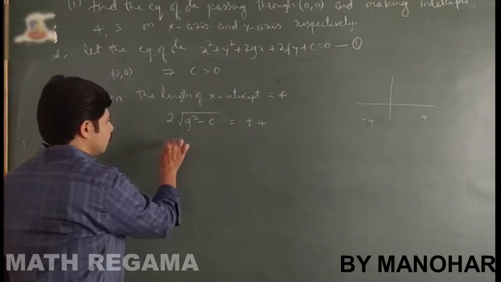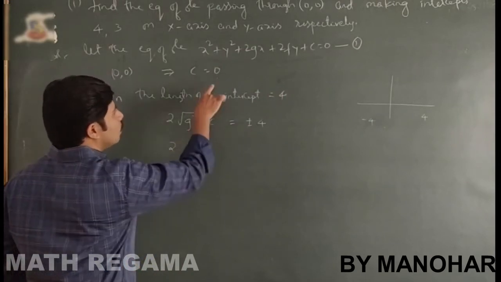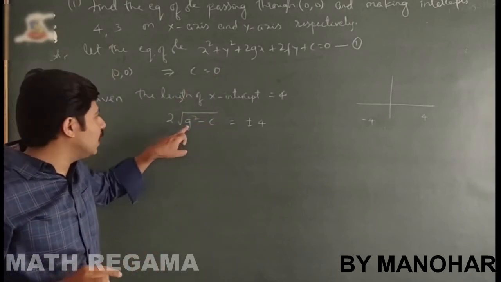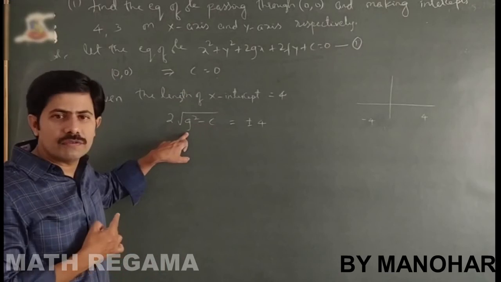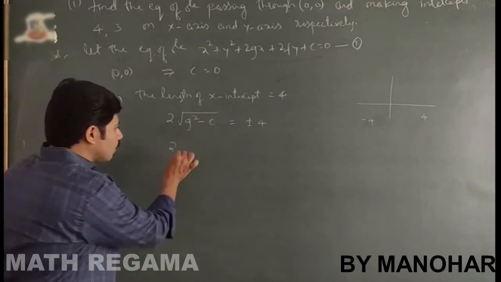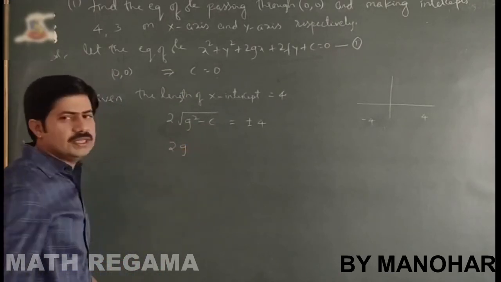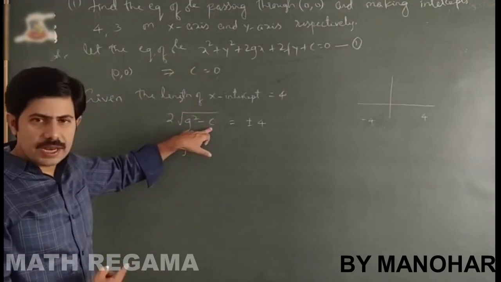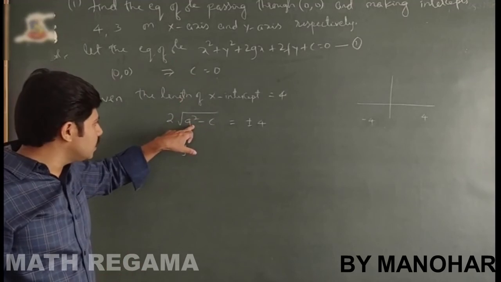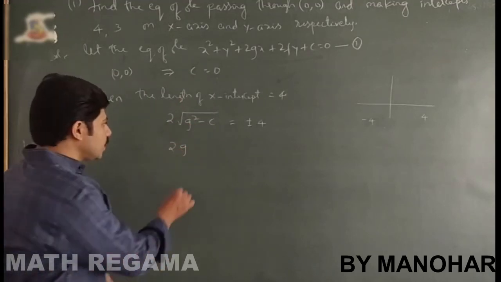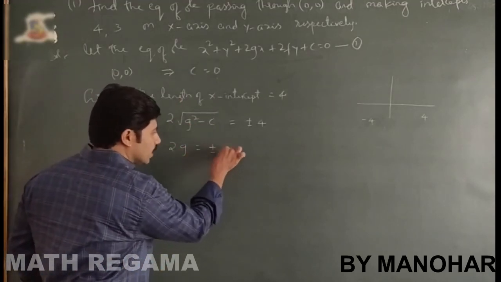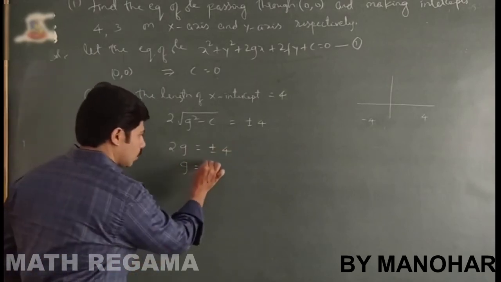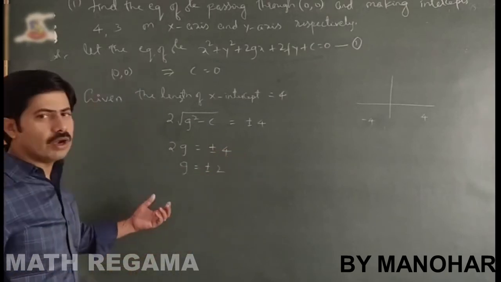After that, see, 2 into, what is c value? 0. If I substitute c is equal to 0, we are left with 2 into under root of g square. But under root of g square is g. I'll repeat, c value is 0. If I substitute, this is eliminated. Under root of g square is g. So 2g is equal to plus or minus 4. So g value is plus or minus 2. So we got g value.